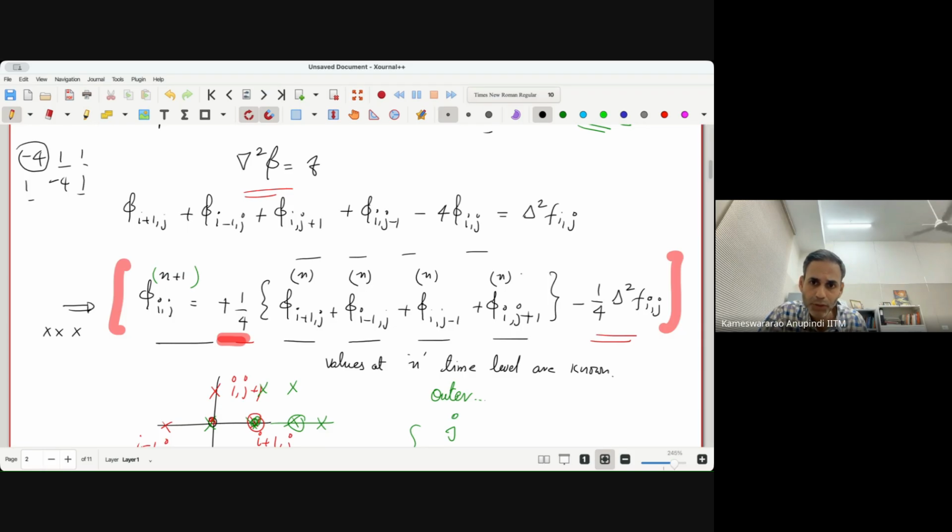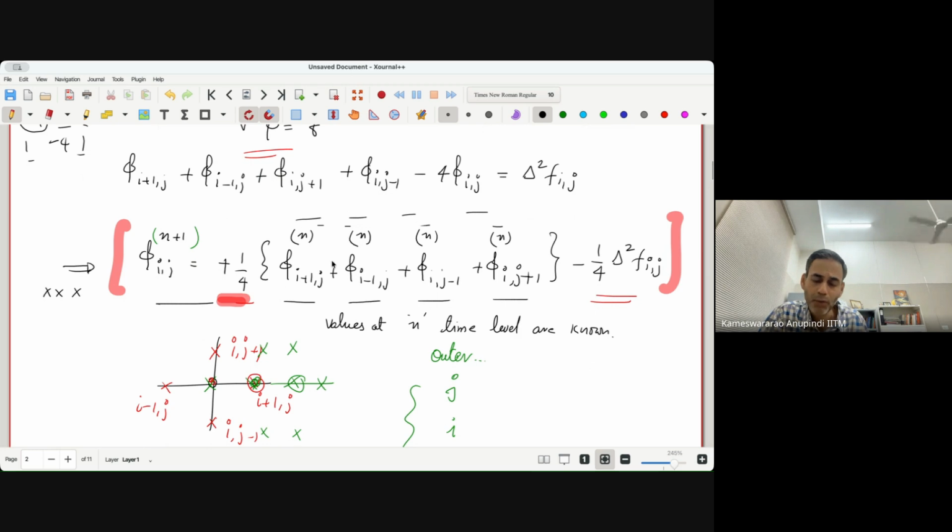So to begin with, you're going to start with the guess value. So this phi n are the guess values, that means whatever guess is given, and then you're going to take an average of that and update the next values.